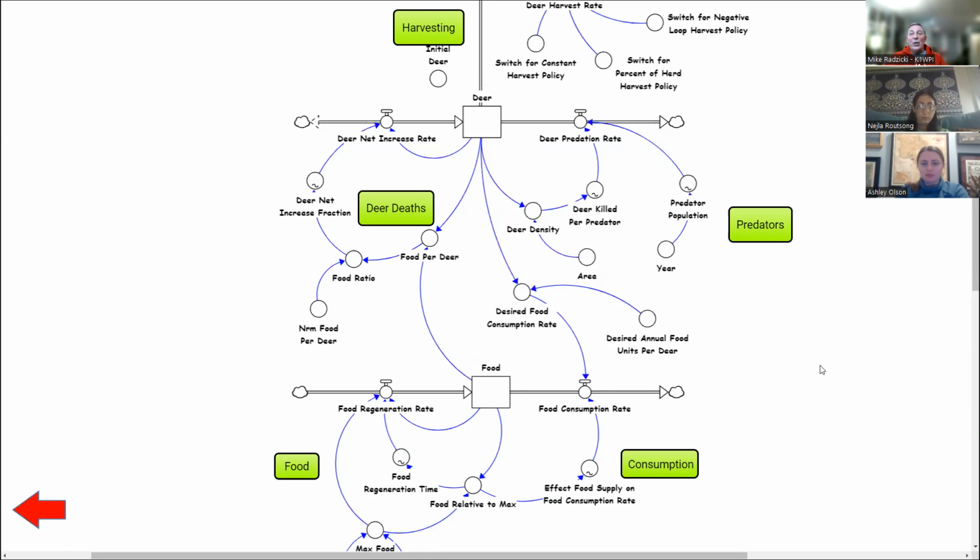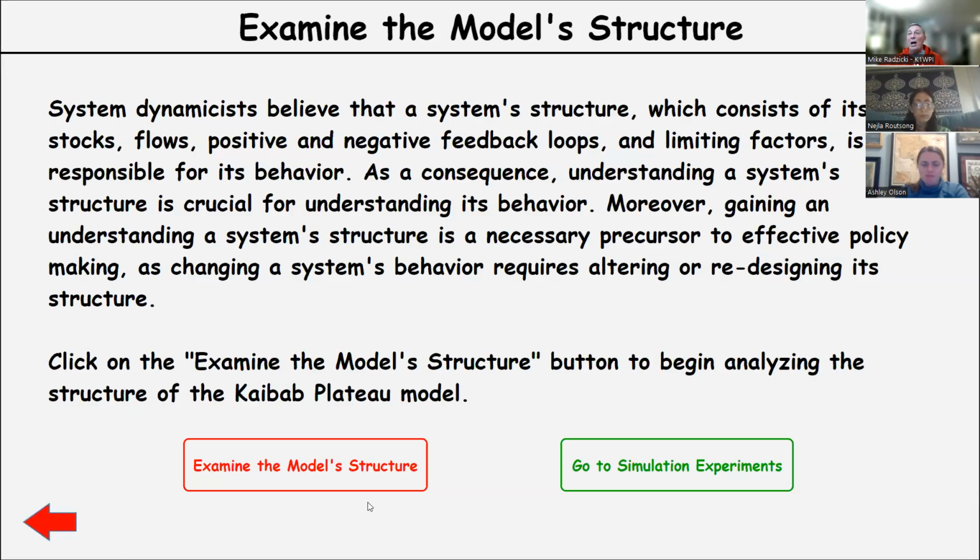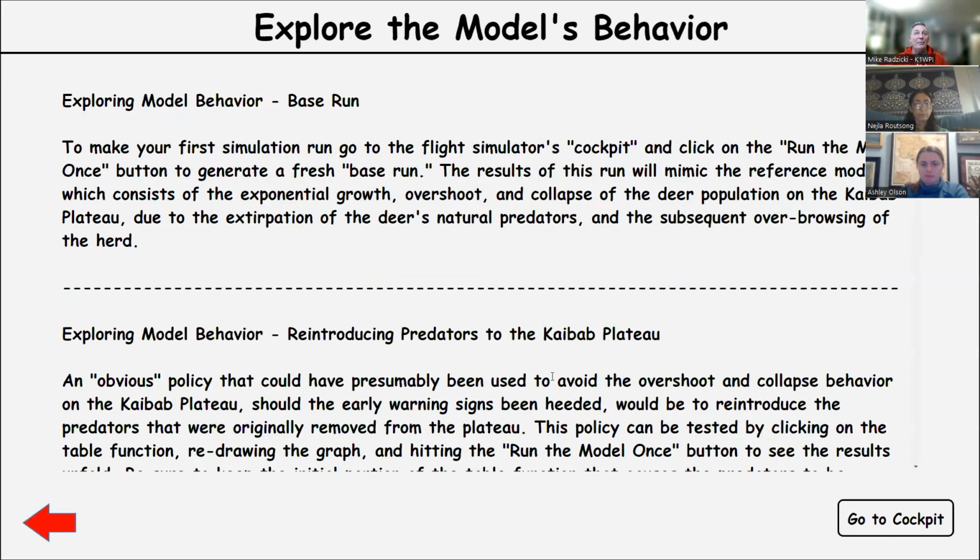Okay. So there's a lot of feedback loops going on here, right? I mean, it's a smaller model, but it's still kind of complicated. All right.